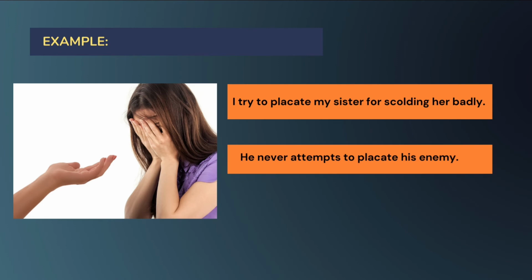The examples are, I try to placate my sister for scolding her badly. This means that I scolded her badly. That's not a good habit. So what I do, I give her chocolates or some candies in order to placate her, to lessen her temper. The second one is, he never attempts to placate his enemy. This means that he never makes a single effort to calm his enemy, to make them less hostile. He is so careless and he doesn't even pay a bit of attention toward his enemy.